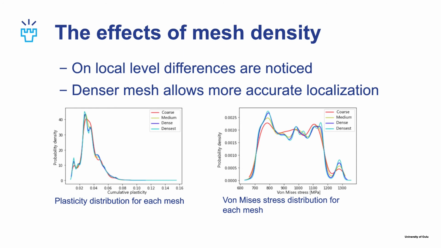We can again see the more accurate localization by the densest mesh. And from this we can conclude that although the mesh density has pretty much no effect on the global behavior of the microstructure, some effects are seen on the local level.